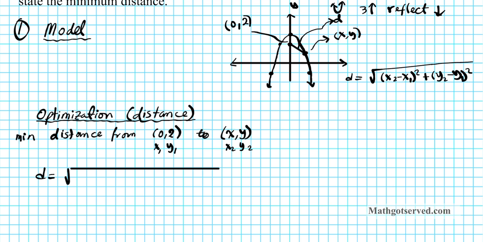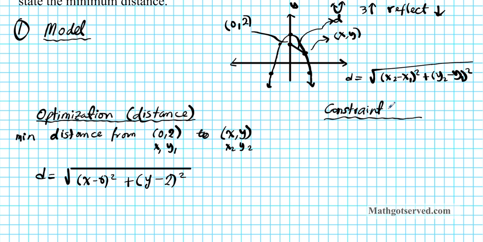x2 minus x1, so x minus x1 is 0, squared, following this formula, plus y2, which is y minus y1, which is 2, quantity squared. Okay, so that is the expression that we are optimizing. We're minimizing this distance right here. We also need another function known as the constraint function. All right, so to find the constraints, we're optimizing subject to a constraint.